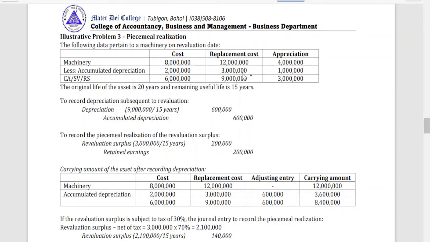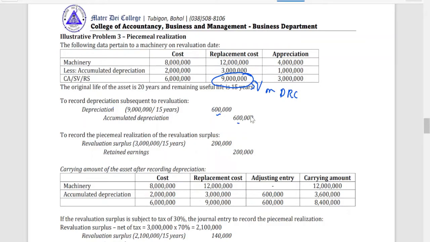So mag-base na siya sa sound value. Dili na siya mag-base sa 12 million, dili po siya mag-base sa 8 million, but on the sound value or the depreciated replacement cost. So how do we compute? That's 9 million divided by 15 years. So for the remaining life of the asset, every year you are going to recognize depreciation of 600,000.